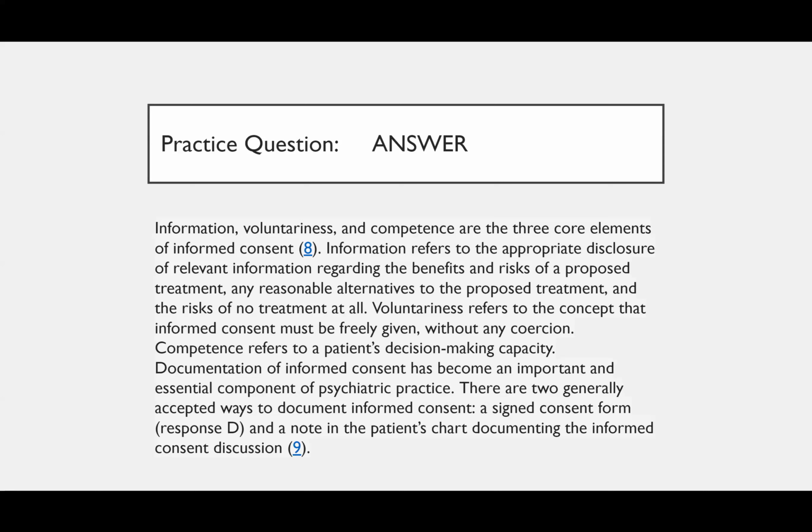Okay. Information, of course, refers to the appropriate disclosure of relevant information regarding the benefits and risks of a proposed treatment, any reasonable alternatives that could be substituted for the proposed treatment, and the risk then of no treatment at all. Voluntariness refers to the concept that informed consent must be freely given without any coercion. Competence refers to a patient's decision-making capacity. Okay, are they able to make decisions for themselves, understand the consequences, and take accountability in those situations?